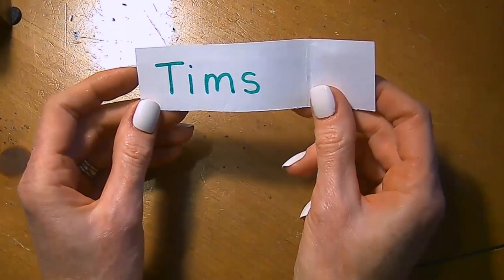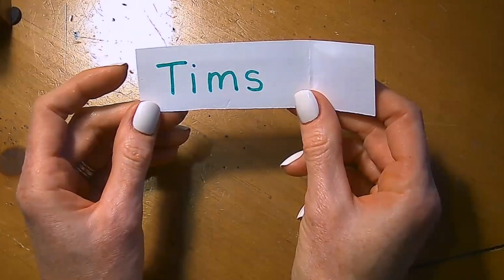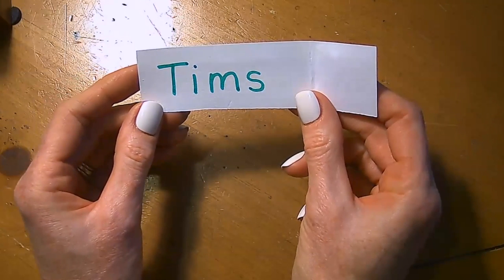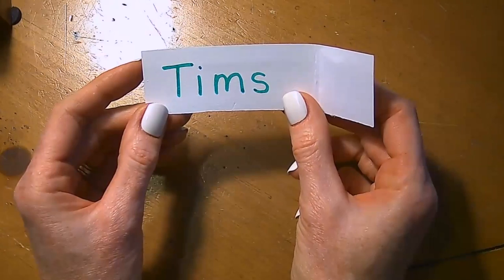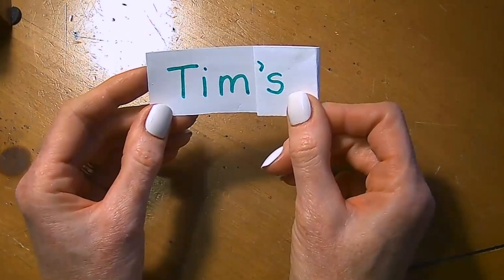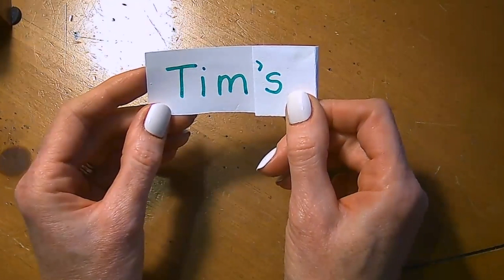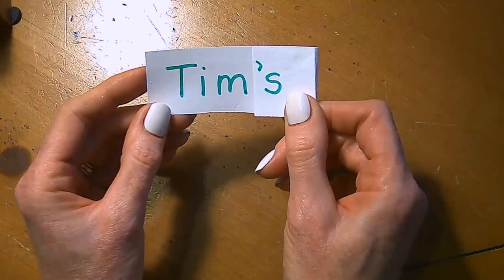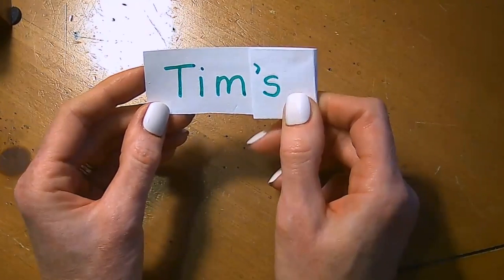Tims. There could be more than one Tim in your classroom, more than one boy named Tim. There were 3 Tims in my classroom this year. Now, with the apostrophe S, it shows ownership. Something belongs to Tim. Tim's what? Tim's backpack, Tim's lunchbox, shows ownership with that apostrophe S.